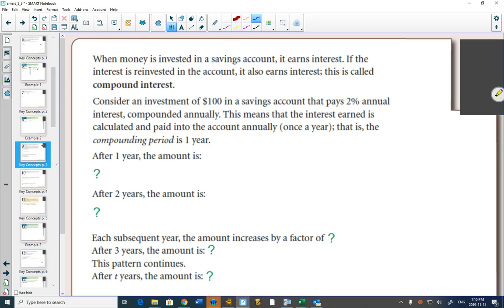We're going to look at an application of exponential functions, which is compound interest.